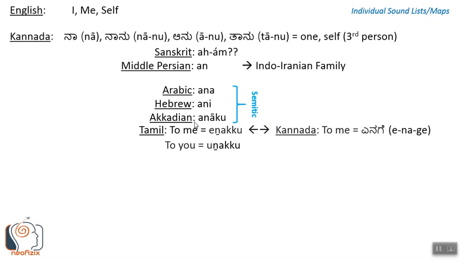And Akkadian anaku. So this Akkadian anaku is pretty close to Tamil enaku and unaku. In Tamil, to me means enaku and to you means unaku. And this enaku is pretty close to the Kannada word for to me, which is enage. So this anu is related to a bunch of other languages, Indo-Iranian and Semitic, and maybe other languages also.